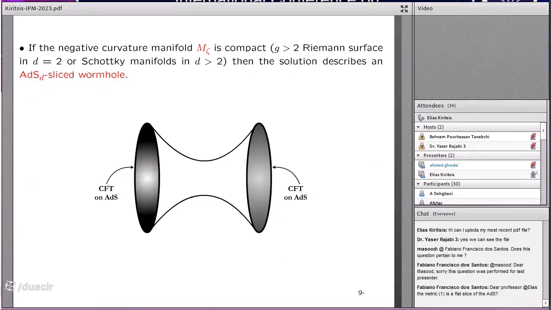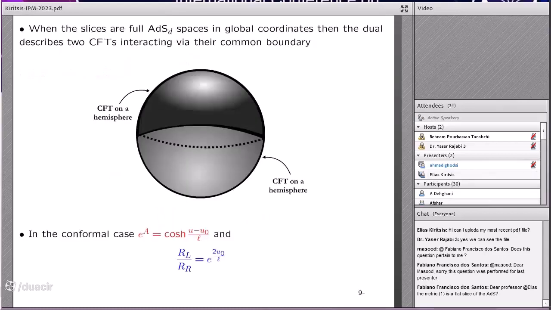And in particular, if this negative curvature manifold is compact, like it happens, for example, with genus bigger than 2 Riemann surfaces in d equals 2, or Schottky manifolds in d bigger than 2, in that case, these two boundaries don't touch each other. The slices now have finite volume, and therefore the picture is precisely an AdS sliced wormhole. It has two boundaries which are completely distinct, and you can make it, in fact, also Euclidean if you wish. However, if on the other hand the slices are infinite volume, like in the case of AdS, then the two boundaries are not distinct, but they touch each other, and then the picture is in terms of an interface.